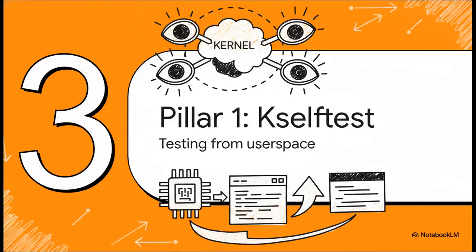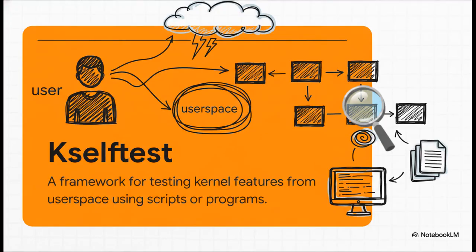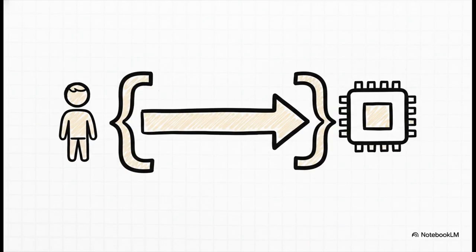All right, first up is Kselftest. The best way to think about this one is that it tests the kernel from the outside looking in. And the key phrase to remember here is from user space. What that means is that Kselftest works by running completely normal programs, just like any app on your computer. These programs talk to the kernel through its public doorways, things like system calls. This makes it perfect for what you'd call system testing. So if a developer adds a brand new feature, they'll write a Kselftest to prove that it actually works correctly from a user's point of view. It tests the whole thing from end to end.